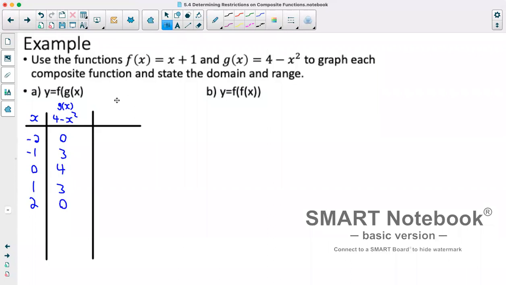Next, we'll do outer functions. Our outer function was f of x, which was x plus 1. So we'll just take what we had in here and substitute in for x here. So we've got 0 plus 1 is 1. 3 plus 1 is 4. 4 plus 1 is 5. 3 plus 1 is 4. 0 plus 1 is 1.